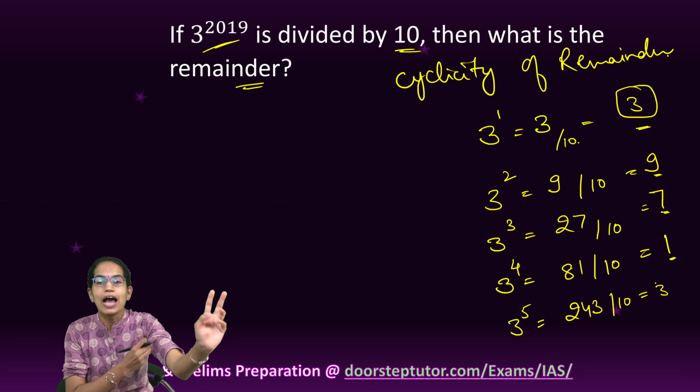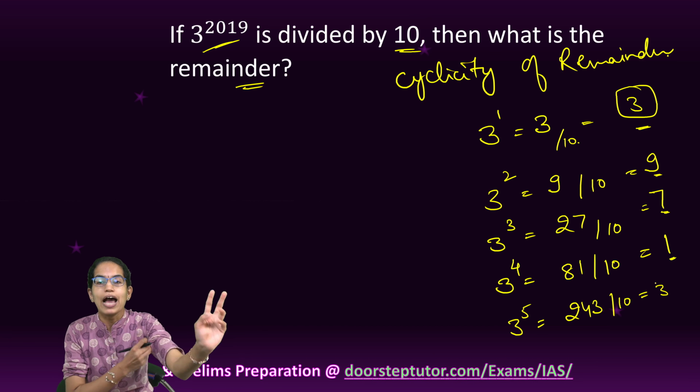So how would I find this number? The 3 raised to power 2019. I don't need to actually multiply 3 2019 times. What I can simply do is take the power, which is 2019, and divide this power by the number of cyclicities. This cycle is getting completed in every 4 sets.